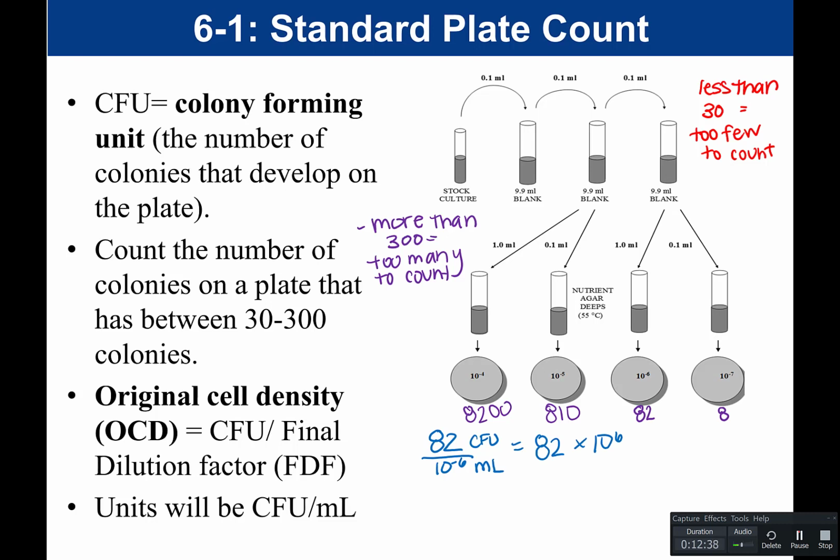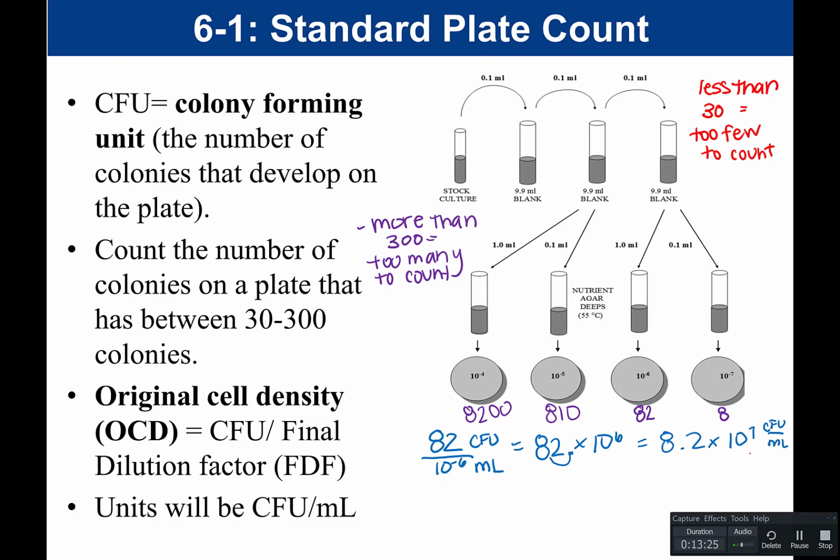Now that is still not in proper scientific notation because you want that number to be between 1 and 10. So if I have 82 times 10 to the 6th and I need to make that between 1 and 10, I need to take my decimal point and move it one place. So it equals 8.2 times 10 to the 7th. It was 10 to the 6th. When I move it one place, it's now 10 to the 7th. And then my units would be CFUs per milliliter.